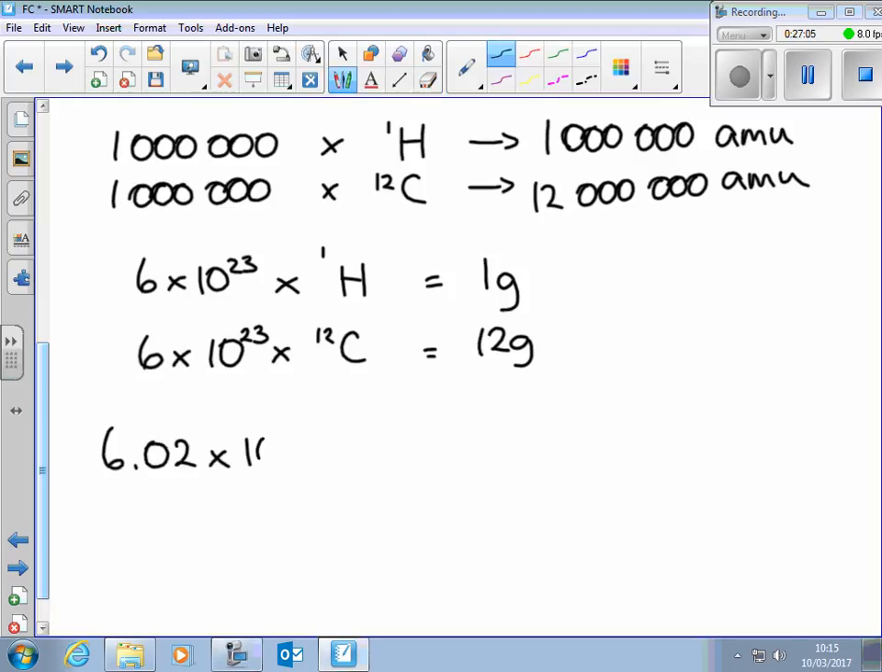6.02 times 10 to the 23 of anything is a mole. So you can have a mole of hydrogen atoms. They weigh 1 gram. A mole of carbon atoms weighs 12 grams because it's the same number of each of them, but carbons are 12 times bigger. So they weigh 12 times as much, and it just happens that that's the molar mass. So what would be the molar mass for a mole of hydrogen molecules, H2?